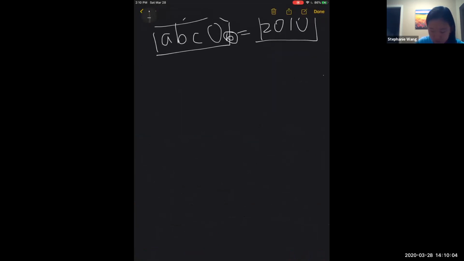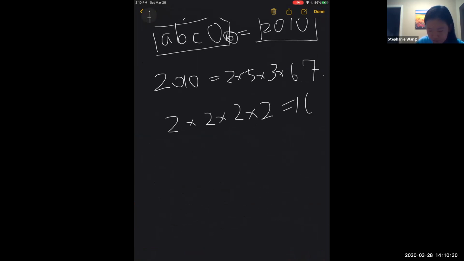So we're going to want to go through the numbers that are divisors of 2010. 2010 is equal to 2 times 5 times 3 times 67. That's its prime factorization. The way to find the number of divisors of 2010 is to take the exponent of each prime, add 1 to it, and then multiply everything together. So we have 2 times 2 times 2 times 2 equals 16. And that's the total number of factors of 2010.